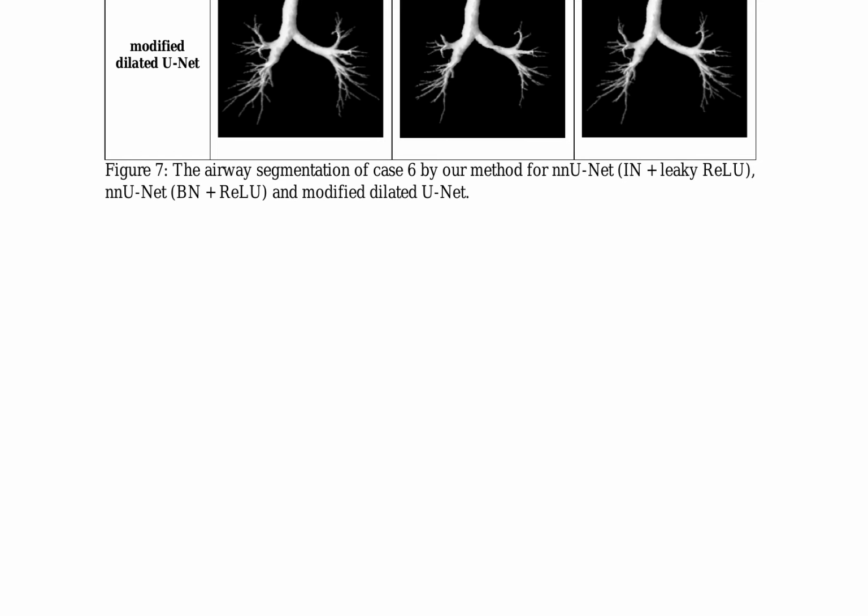Figure 7 presents the airway segmentation results for Case 6, including ground truth segmentation and segmentations obtained from the 3 models. Visual comparison reveals the modified dilated U-net produces the most accurate segmentation, closely followed by the NNU-net with instance normalization and leaky ReLU. The NNU-net with batch normalization and ReLU model produces a less accurate segmentation, with notable errors. The results suggest the modified dilated U-net is the most effective model for airway segmentation, likely due to its ability to capture long-range dependencies. The importance of selecting appropriate normalization and activation functions for the specific task is highlighted.